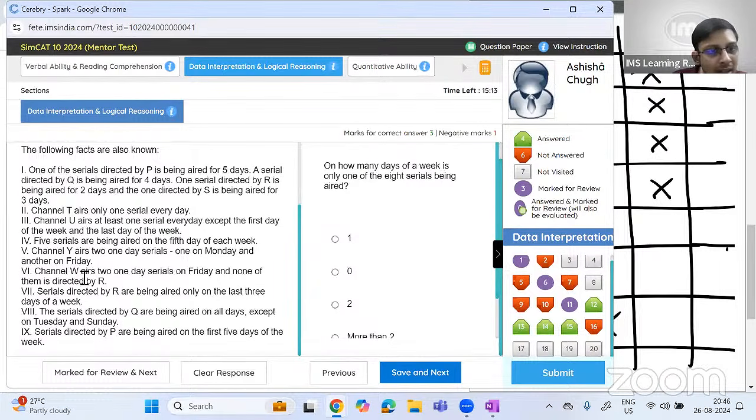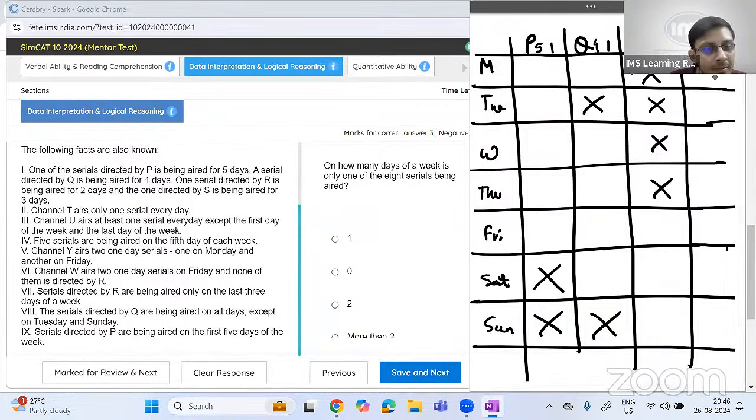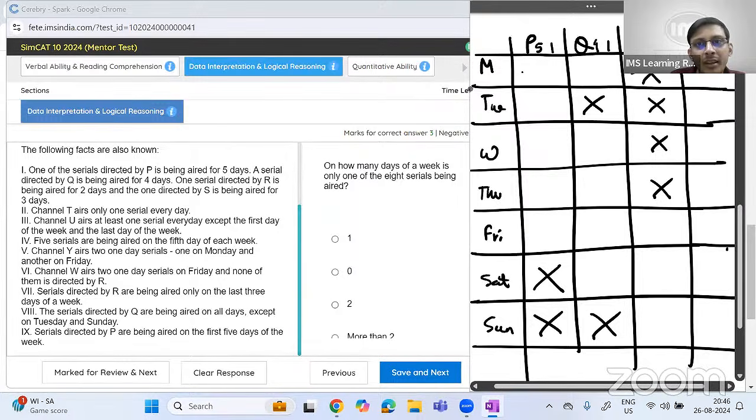Channel W has 2 1-day serials. So it cannot be Y or W, which means it will be T or U. Now, U airs at least one serial every day except the first day and last day. So we don't have U on the first day, so it cannot be this 5 for P. So I think it will have to be T because we have eliminated U, Y, and W. So the 5 here will be on channel T.